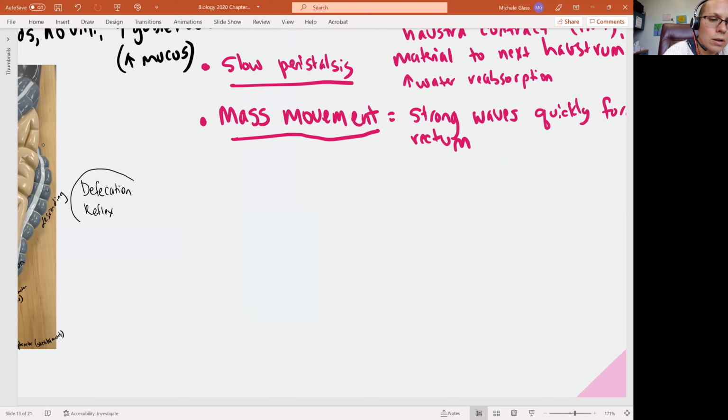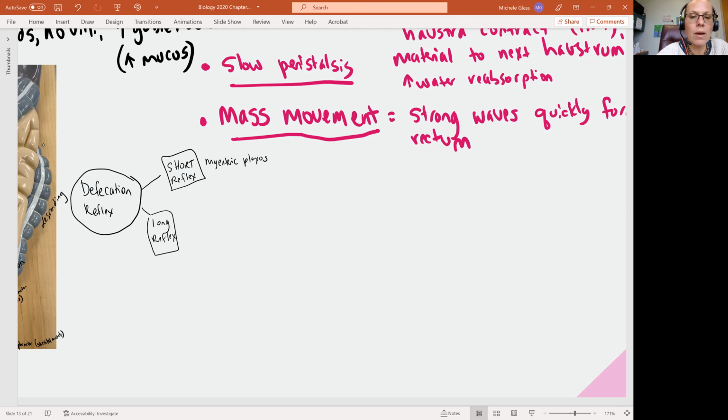It's important to note that there's really two reflexes. There's a short reflex, and then there's a long reflex. And remember, the difference here is that a short reflex is just localized in that particular area, whereas the long reflex is involving the central nervous system. When we're talking about the short reflex, we're just talking about the myenteric plexus. We're talking about increasing peristalsis.